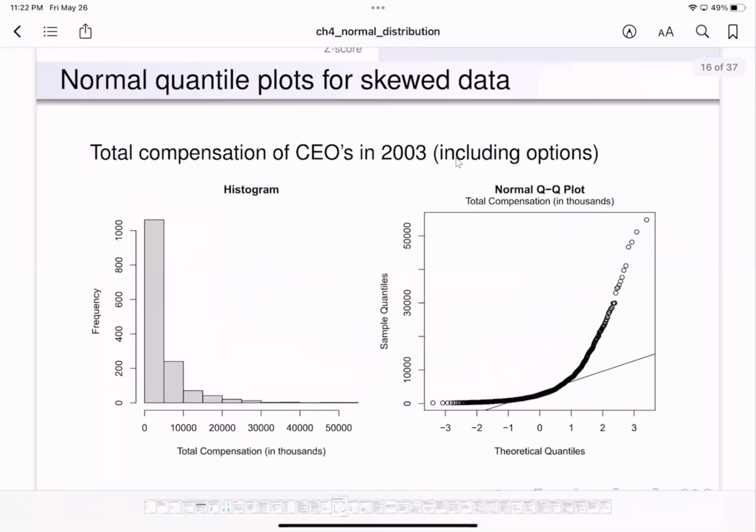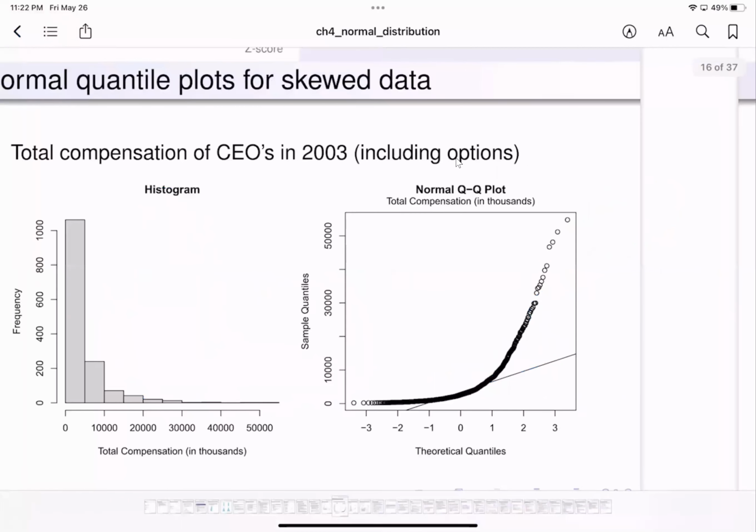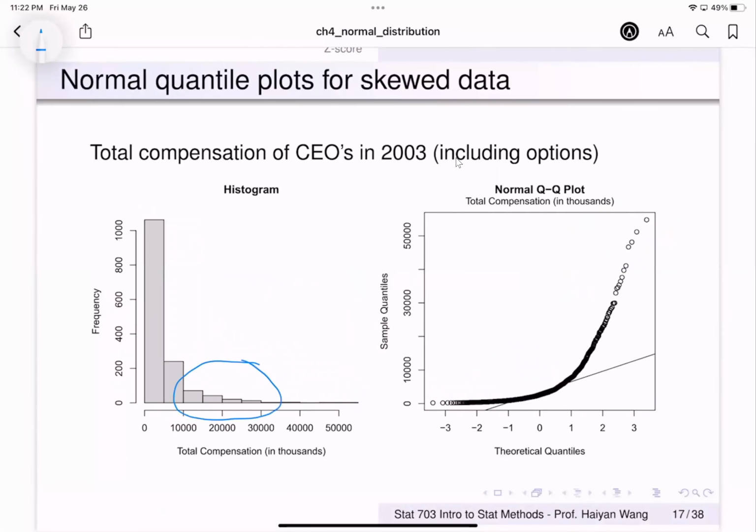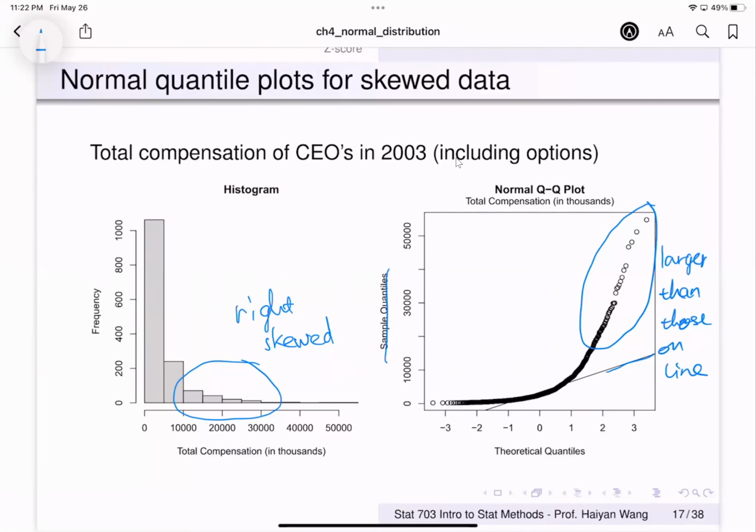And this one is for the skewed data. We see the long stretch to the right-hand side. This is right skewness, the data are right skewed. And this is the higher part in the sample quantile, so the sample quantile is larger than the ones on the straight line. Okay, so this is the right skewness.